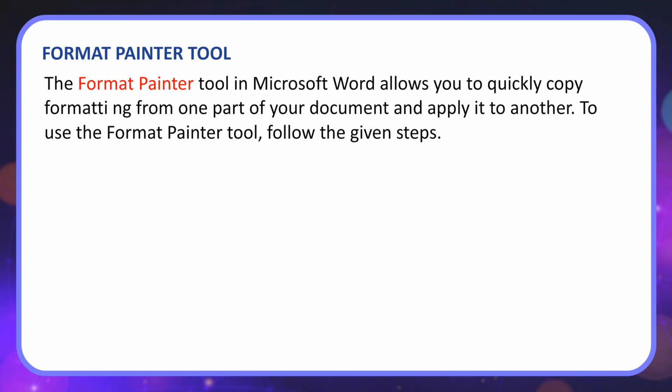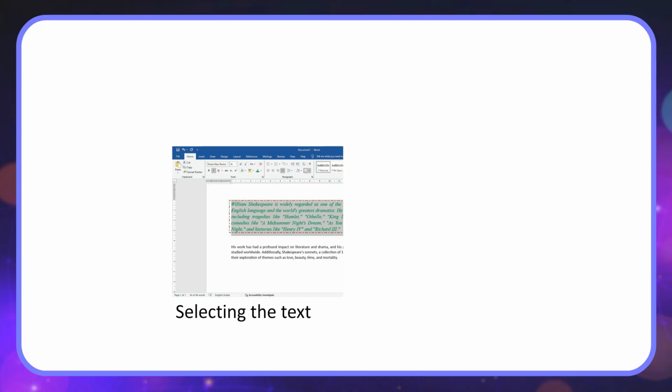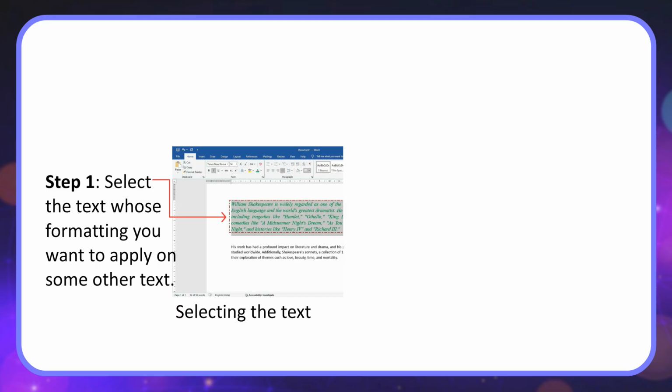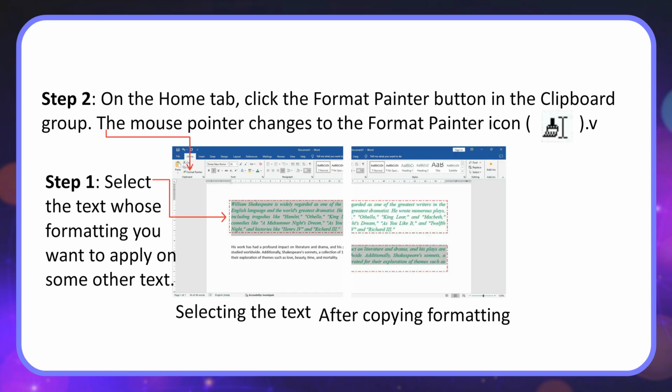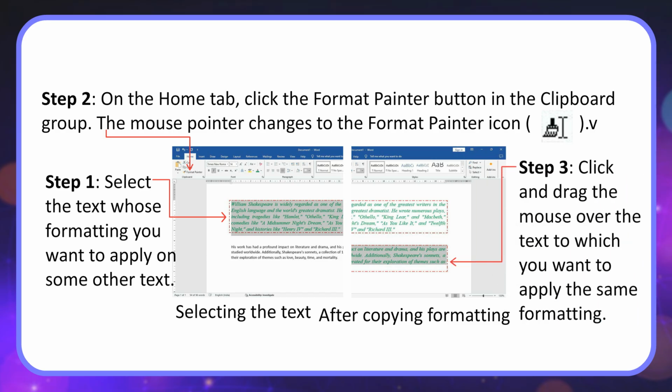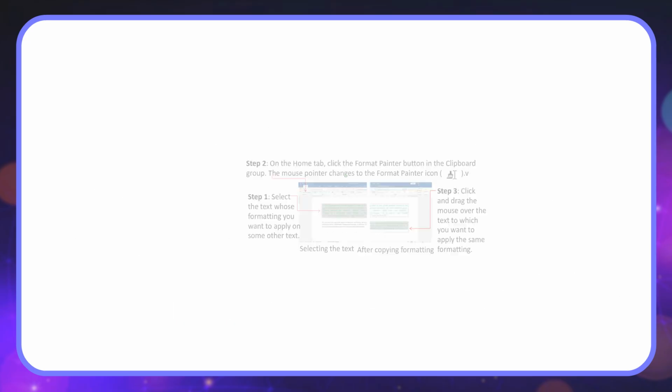Format Painter tool. The Format Painter tool in Microsoft Word allows you to quickly copy formatting from one part of your document and apply it to another. To use the Format Painter tool, follow the given steps. Selecting the text. Step 1. Select the text whose formatting you want to apply on some other text. Step 2. On the Home tab, click the Format Painter button in the Clipboard group. The mouse pointer changes to the Format Painter icon. After copying formatting. Step 3. Click and drag the mouse over the text to which you want to apply the same formatting.